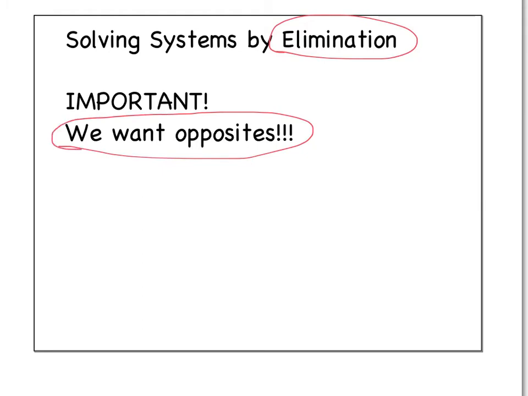Just a reminder, with opposites, if I had a positive 4, the opposite would be negative 4. If I had a positive 2, the opposite would be negative 2. If I had variables included, the opposite of 3x would be negative 3x. So we want to create opposites in order to eliminate a variable.